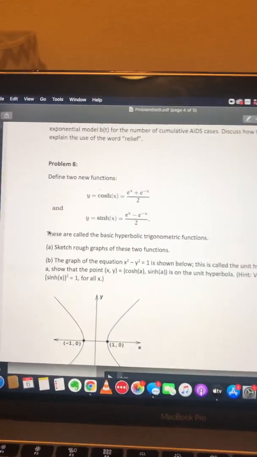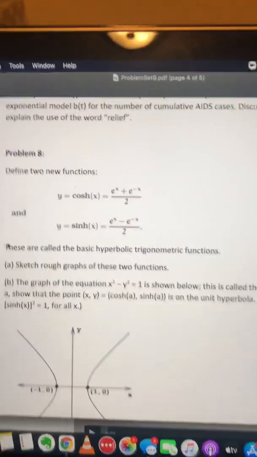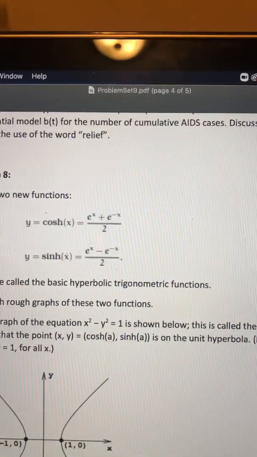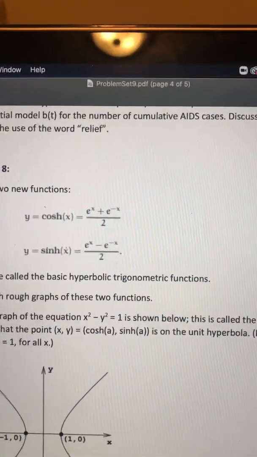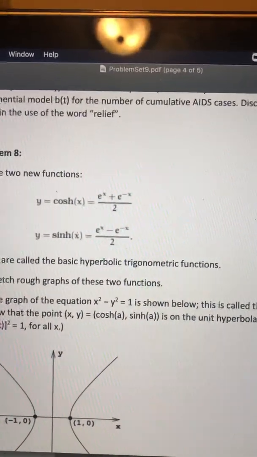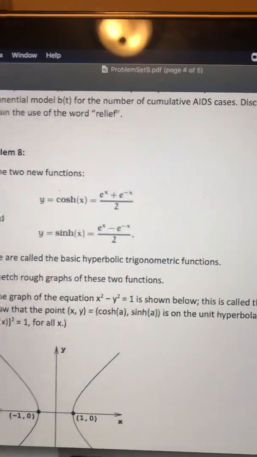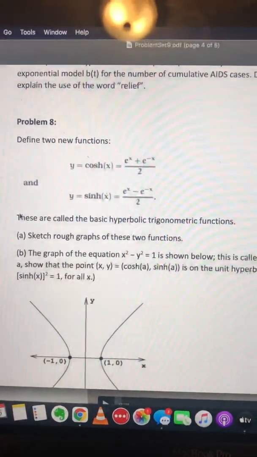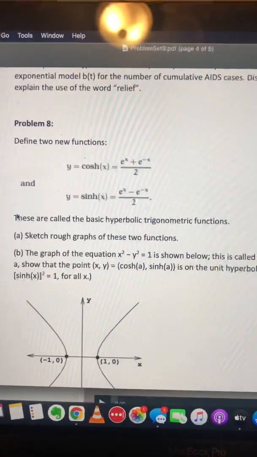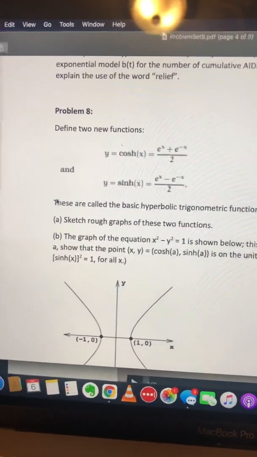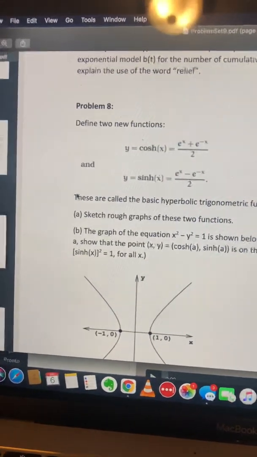Problem number 8 gives us two functions. y equals cosh x, which is equal to e to the x plus e to the negative x over 2, and sinh x, which is equal to e to the x minus e to the negative x over 2. It says that these are called basic hyperbolic trigonometric functions, and it asks us to sketch the rough graphs of these two functions. So these are universally understood functions, and you can see them here.